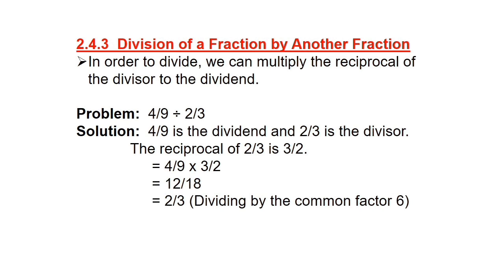Division of a fraction by another fraction. In order to divide, we can multiply the reciprocal of the divisor to the dividend. Example, 4 by 9 divided by 2 by 3. 4 by 9 is the dividend and 2 by 3 is the divisor. The reciprocal of 2 by 3 is 3 by 2, so we get 4 by 9 into 3 by 2, which gives us the answer as 12 by 18, and by further simplification, that is dividing by the common factor 6, we get the answer as 2 by 3.